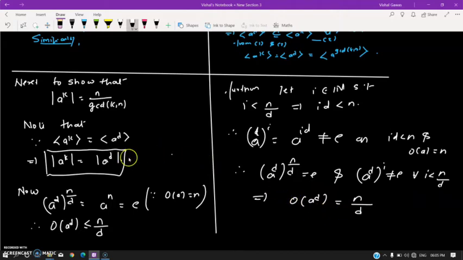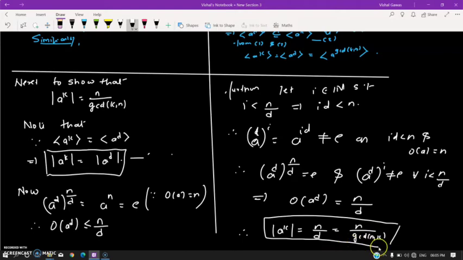This would imply that the order of A raised to D would have to be N by D. But from here we know that the order of A raised to D is the same as the order of A raised to K. Therefore, the order of A raised to K is the same as N by D, which is nothing but N by GCD of K and N. That's what we had to prove in the first part. I hope the proof is clear.